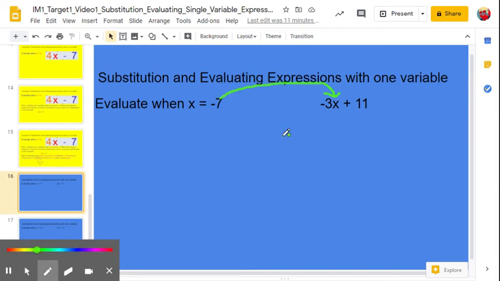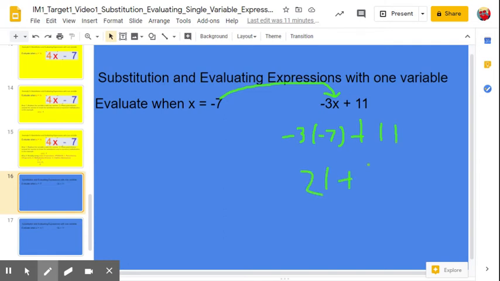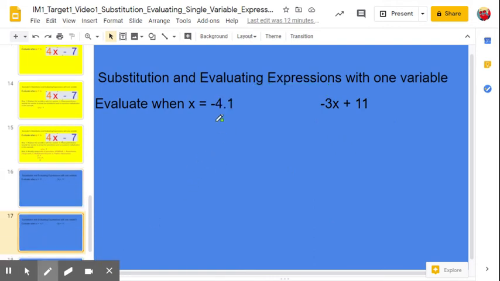How did you do? So negative 3 multiplied by negative 7 plus 11. So then I'm going to get negative times a negative is a positive. So it's positive 21 plus 11. And then 21 plus 11 is 32. Did you get 32? All right, let's double check. Negative 3 times negative 7 is positive 21. And 21 plus 11 is definitely 32. So got it right.